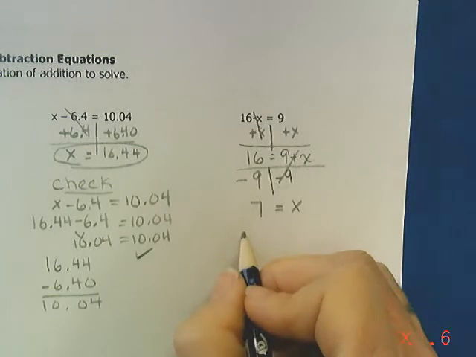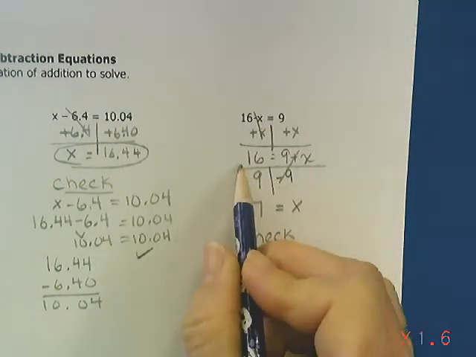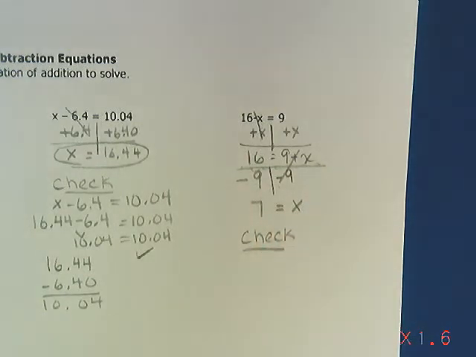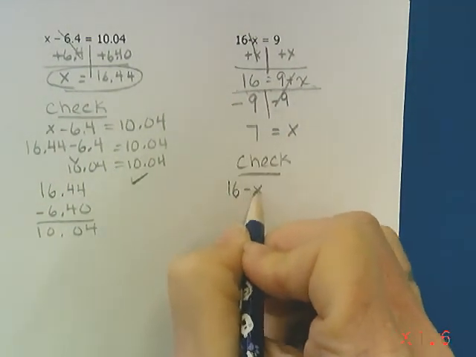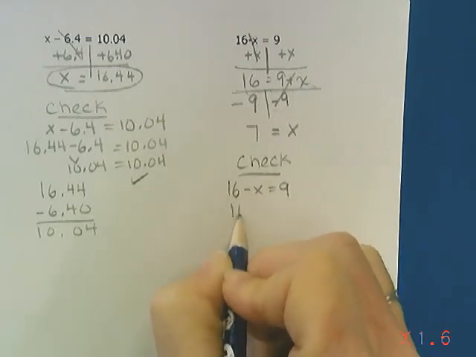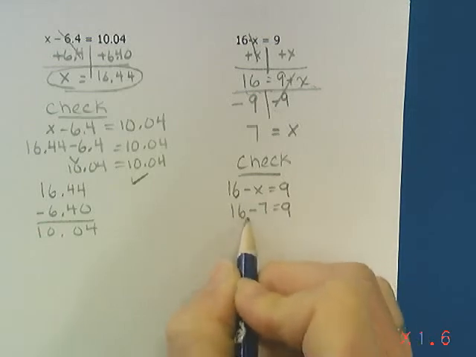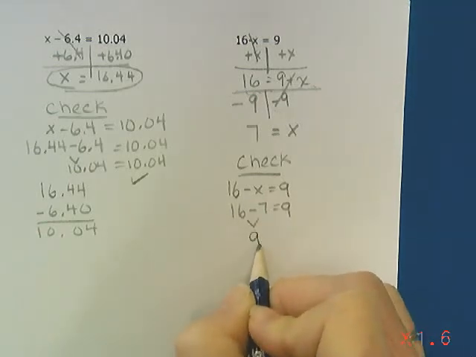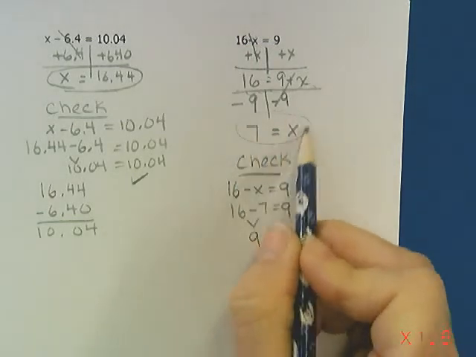Okay, so let's do the check. Shouldn't have added this little line here. That's going to bother me. Okay, 16 minus x equals 9. 16 minus 7 equals 9. And I know when I do that subtraction, 16 minus 7, it is 9. So the value of x is 7 here.